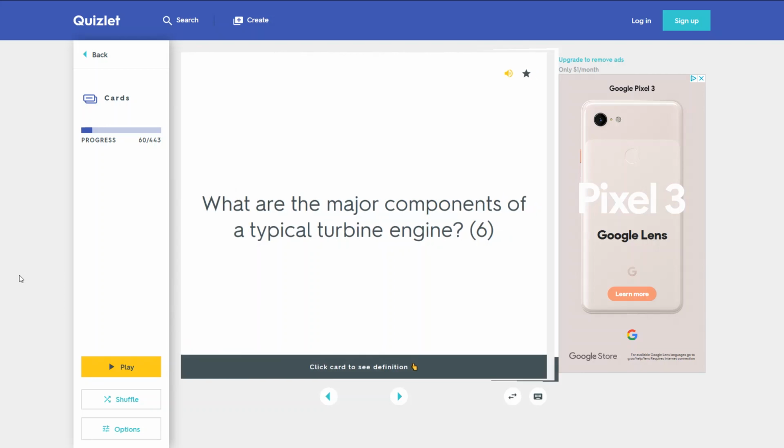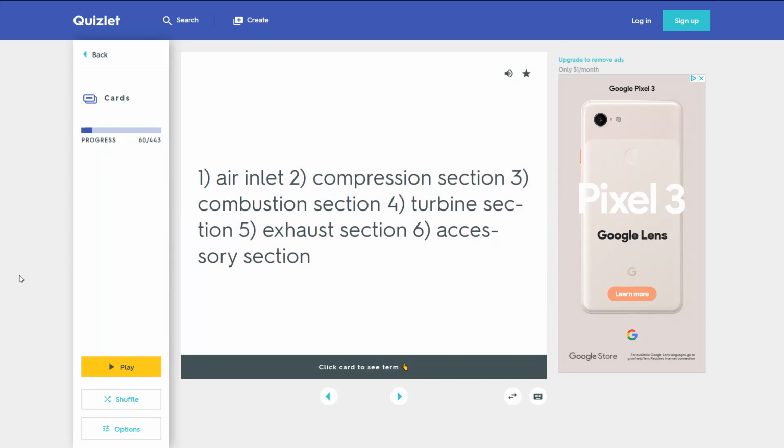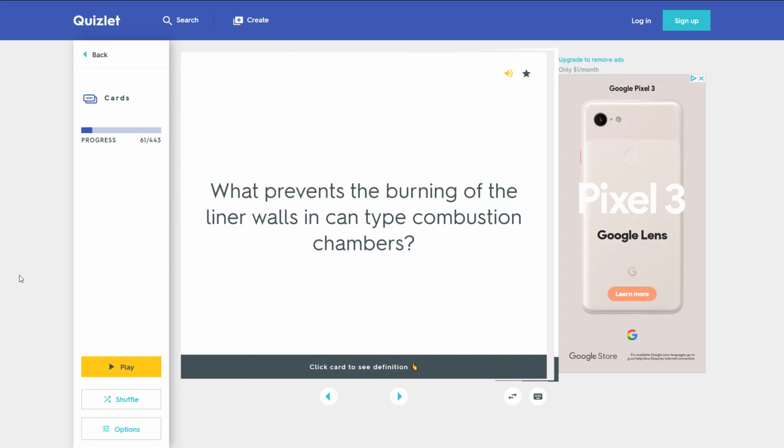What are the major components of a typical turbine engine? 1. Air inlet. 2. Compression section. 3. Combustion section. 4. Turbine section. 5. Exhaust section. 6. Accessory section. What prevents the burning of the liner walls in can-type combustion chambers?